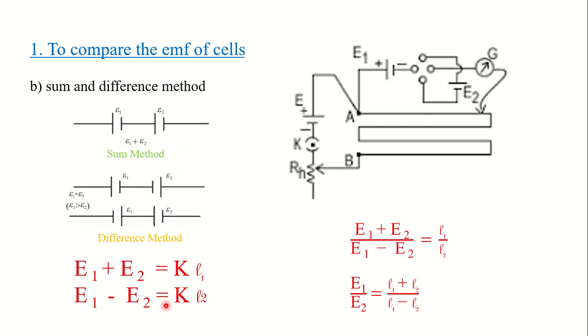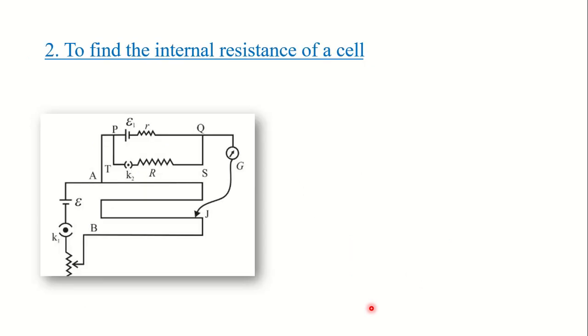Dividing these two equations, E1 plus E2 divided by E1 minus E2 is equal to L1 by L2. And if you solve this equation using componendo dividendo, you will get E1 by E2 is equal to L1 plus L2 divided by L1 minus L2. So using this formula again, you are comparing the EMFs. And if you know either of this EMF, you can calculate the other one using the formula.